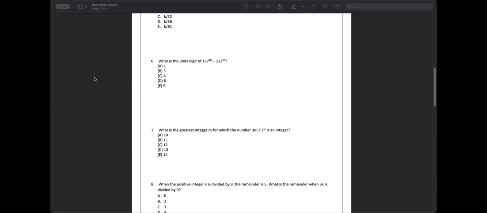Let's see the questions. What's the units digit of this? So we just need to check the units digit of 7 raised to power 28 minus 3 raised to power 23. 28 means multiple of 4, so 7 raised to power 1, 7 raised to power 2, 7 raised to power 3, 7 raised to power 4. So it'll end with 7, 9, 3, 1.